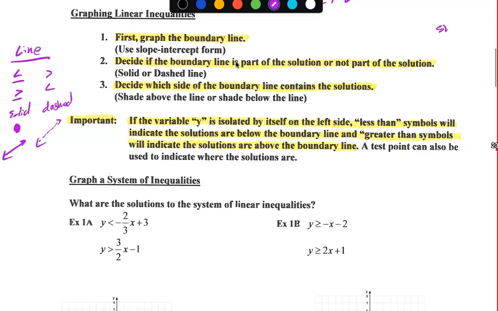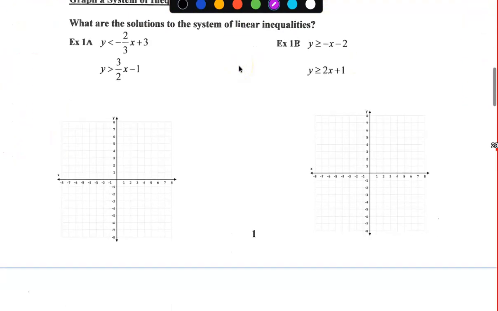For shading, you could do a test point. Or if you're less than, and we have it in proper notation, then we're going to shade below. Right, you're less than the line, you're below it. And if you're greater than, then you're going to be above the line because you're greater than the line. Again, those only work in proper notation when y is on the left-hand side. Okay, let's do a couple examples.